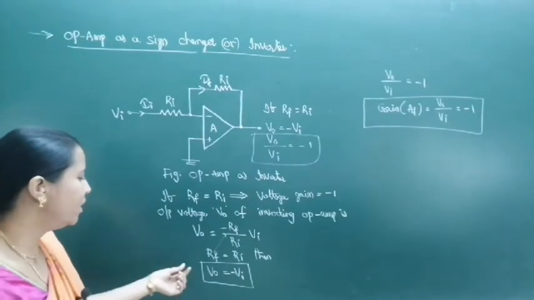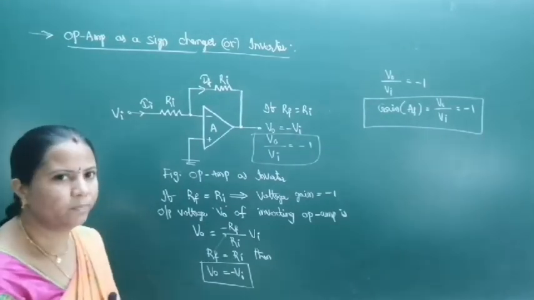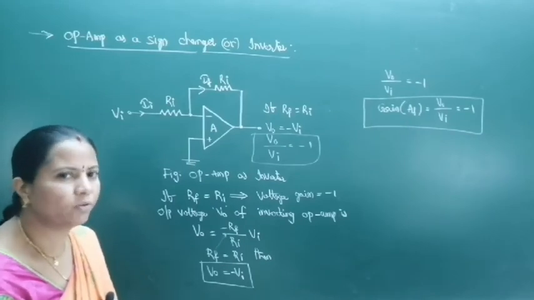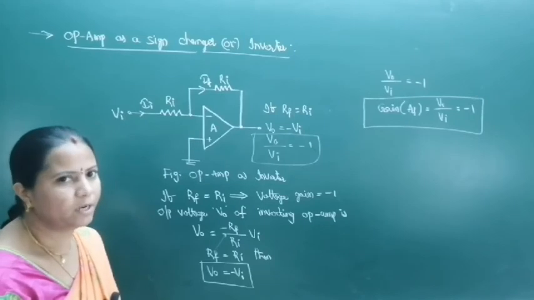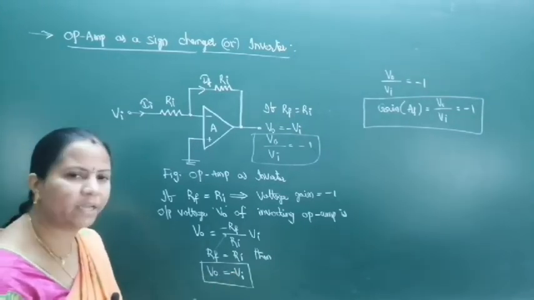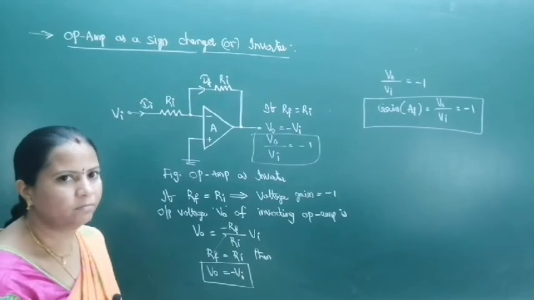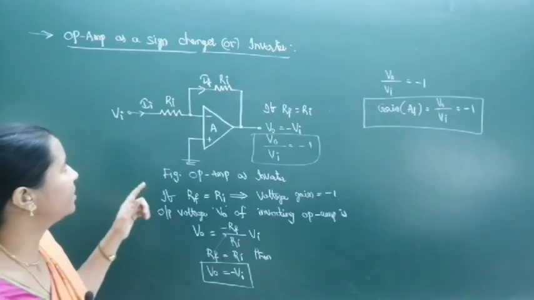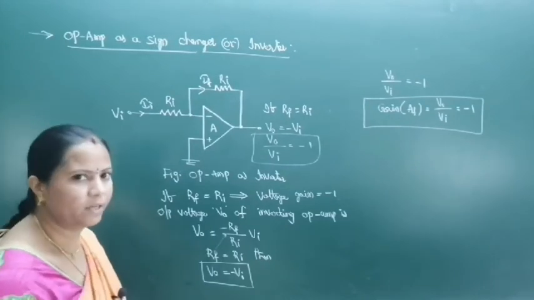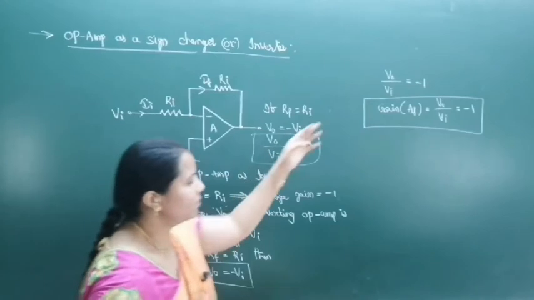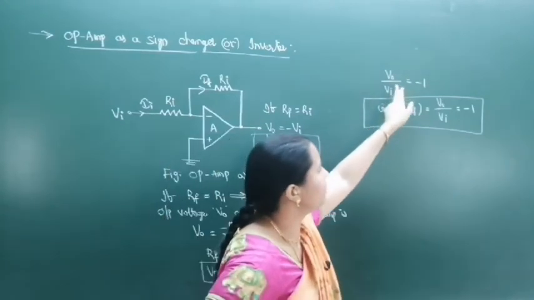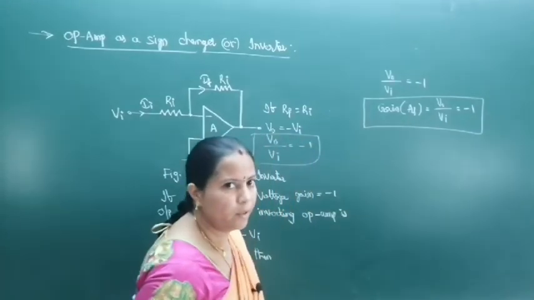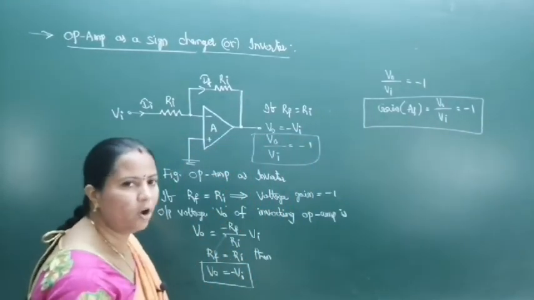So V0 equals -Vi means what? The output signal is 180 degrees out of phase with respect to the input signal. And this negative symbol indicates it works as an inverter. Like this, the operational amplifier can be used as a sign changer or inverter. If you calculate the gain, V0 by Vi equals -1. So this is the gain of the sign changer or inverter of the operational amplifier.